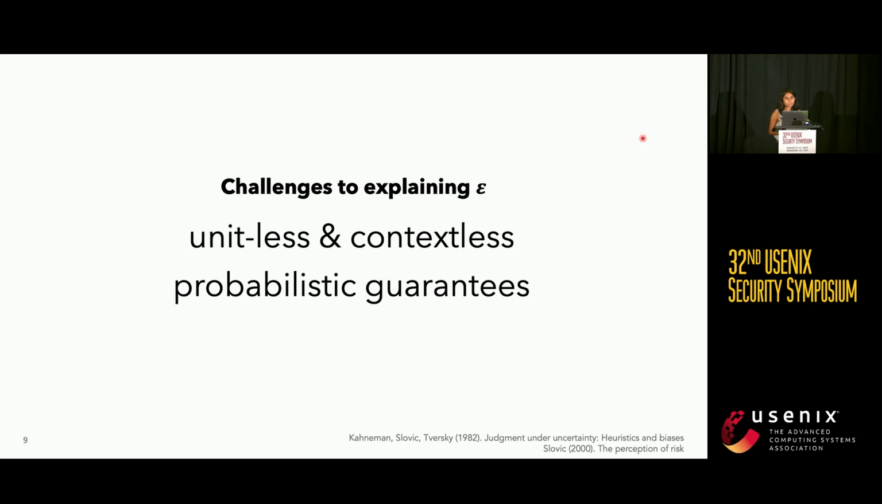First of all, Epsilon is a unitless and contextless parameter, so saying that we used an Epsilon of 1 versus 17 doesn't mean much on its own to an end user. And second, differential privacy's guarantees are probabilistic. So we can't say for sure that someone's privacy is completely protected or not, and we have to describe some in between in the form of probabilities. But probabilities are notoriously hard for people to reason about.